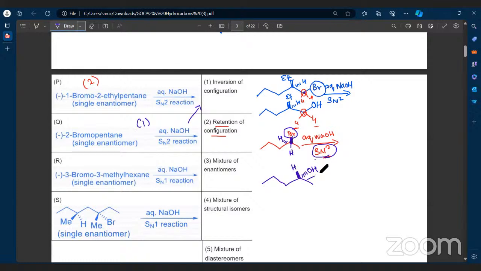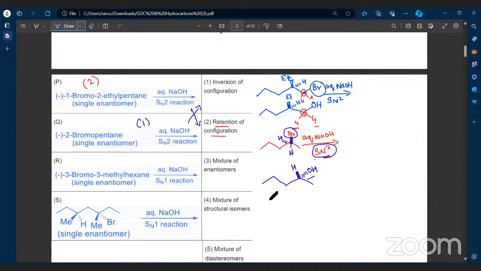Now moving to the third question. 3-bromo-3-methylhexane with aqueous NaOH undergoes an SN1 reaction. Already we have matched these two. The remaining three you have to consider. What would we be getting: a mixture of enantiomers, structural isomers, or a mixture of diastereomers?